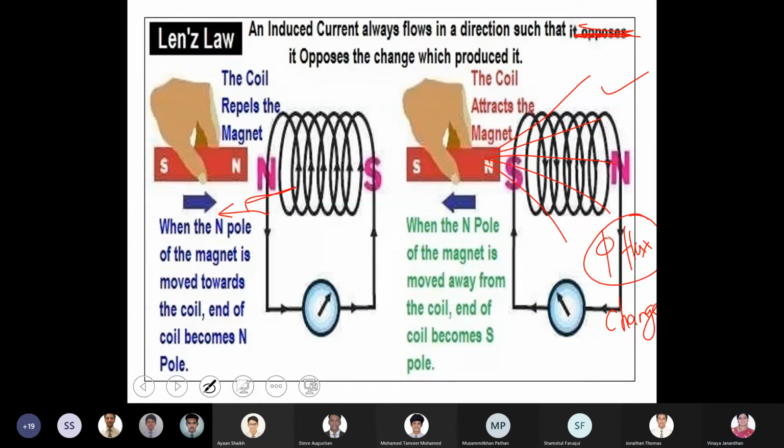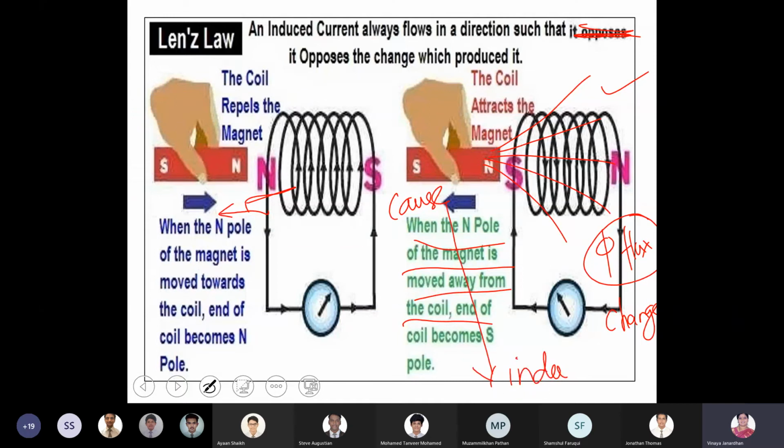now what is the cause of the induced current? Your north pole moving away, boys. When the north pole is moved away, that is the cause. The nature of the induced current is that it opposes the cause. It doesn't want the north pole to move away, because the north pole moving away is the cause of the induced current.